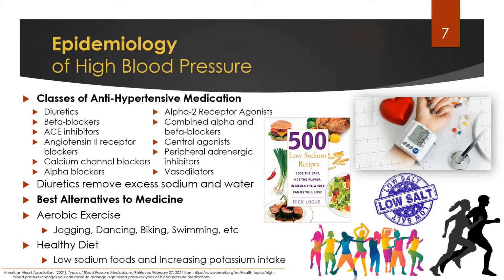Moving on, the two most known and best alternatives in medicine for controlling hypertension are aerobic exercise and a healthy diet. Aerobic exercises include but aren't limited to jogging, dancing, biking, swimming, walking, rowing, stair climbing, and so on. For a healthy diet, limiting the use of salt or sodium in your foods and increasing potassium intake can assist in maintaining blood pressure.